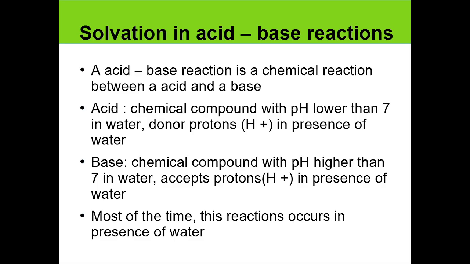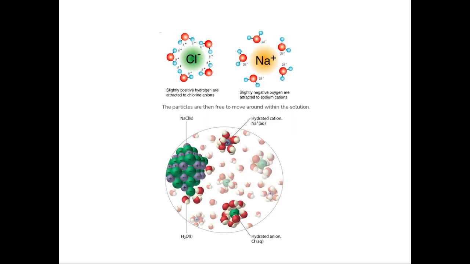As you know, an acid-base reaction is a chemical reaction between an acid, a chemical compound that donates protons of hydrogen, and a base, the chemical compound that accepts this proton. All this process occurs, in many cases, in the presence of water. A classic example of an acid-base reaction is the formation of sodium chloride, salt.